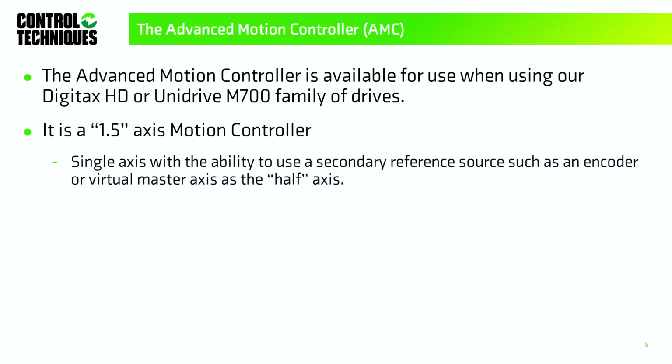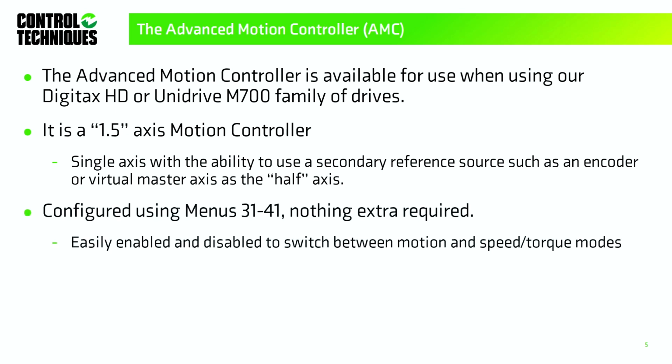The Advanced Motion Controller is an axis and a half motion controller, which is a buzzword. What that means is it can control the motion of a single motor, but it has the ability to use a secondary reference source, such as an encoder or virtual master, which we'll learn about, as the half axis. So that's why it's called axis and a half, where the half axis has no feedback, it's command only.